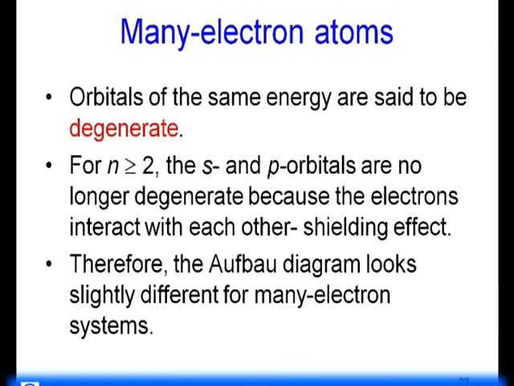Here we were talking about orbitals which had the same energy. As I told you, the energy depends only on the n quantum number. So all the 4 orbitals corresponding to n equal to 2 have the same energy. This is called degeneracy. Orbitals which have the same energy are said to be degenerate.